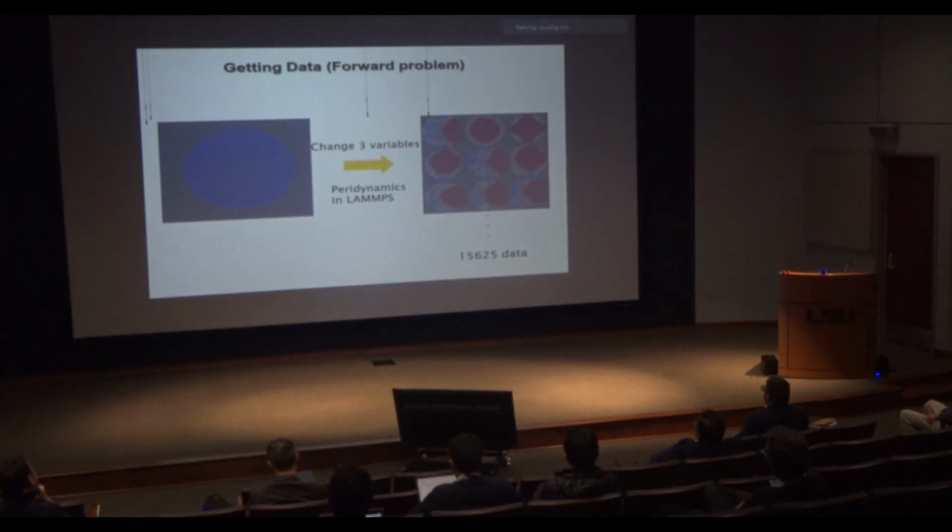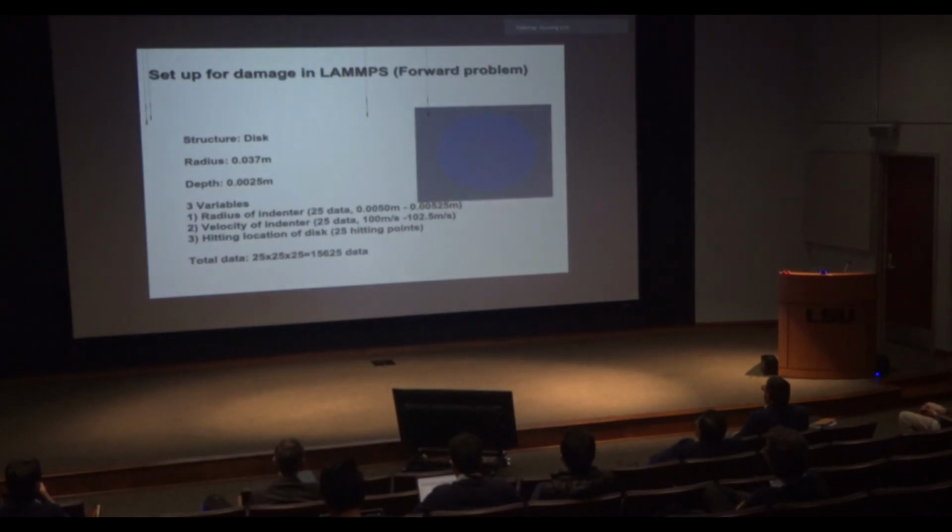Now we try to make the problem more complicated. In the first example, we only changed the shooting location x and y. Now I also want to change the bullet size and the bullet speed. So we change the radius of the bullet, the velocity of the bullet, and also the hitting location of the bullet. So we have basically 3 parameters that can be varied.